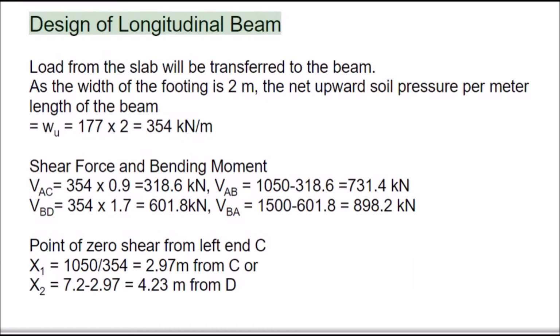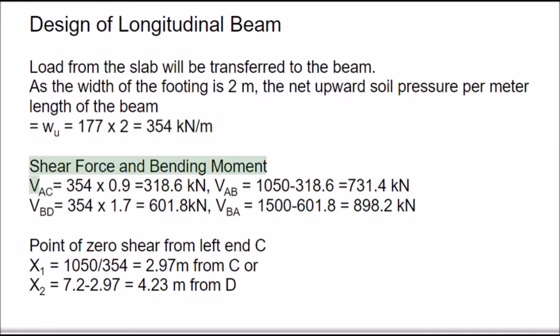Design of longitudinal beam. Load from the slab will be transferred to the beam. As the width of the footing is 2 m, the net upward soil pressure per meter length of the beam equals wu equals 177 x 2 equals 354 kN/m.